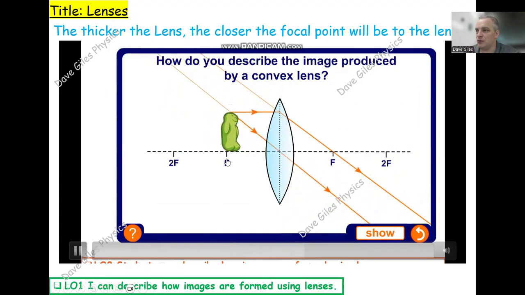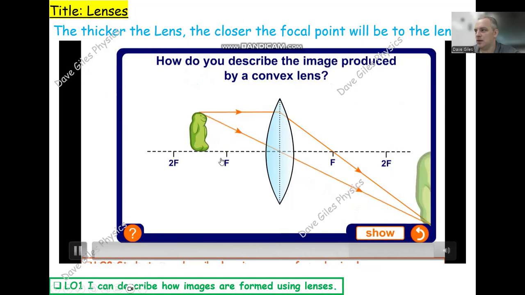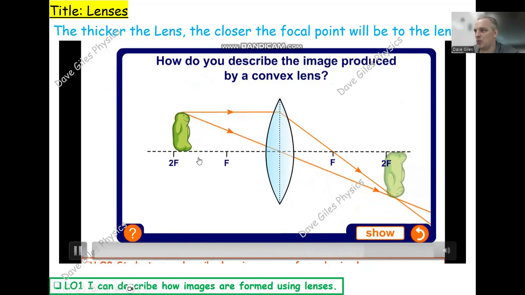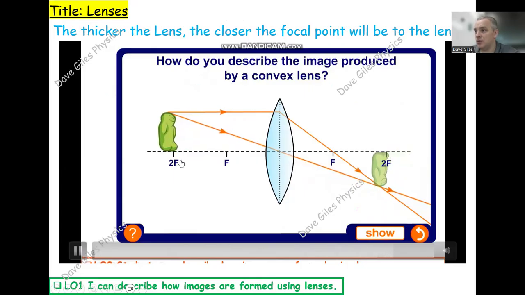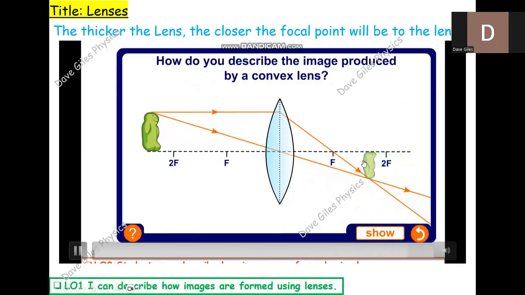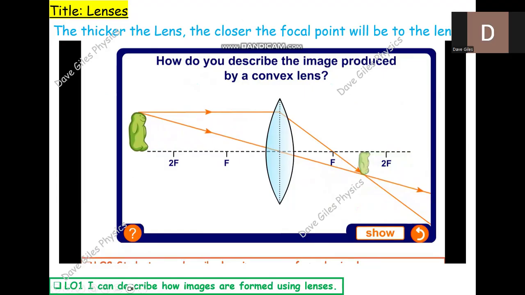And now as we go from the focal point to the lens, it then starts to get smaller. See now it's getting smaller, and then we'll go past 2 times the focal point length. Again, it's getting smaller and smaller now. So let's actually have a look at what kind of image we're getting at different points.